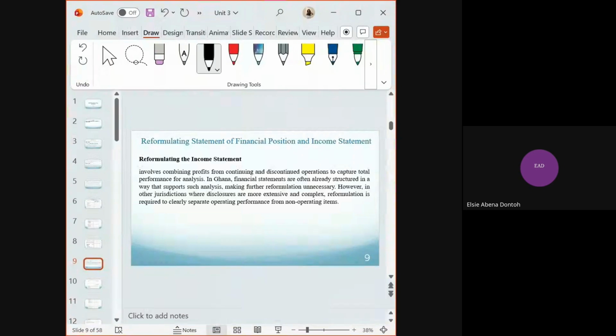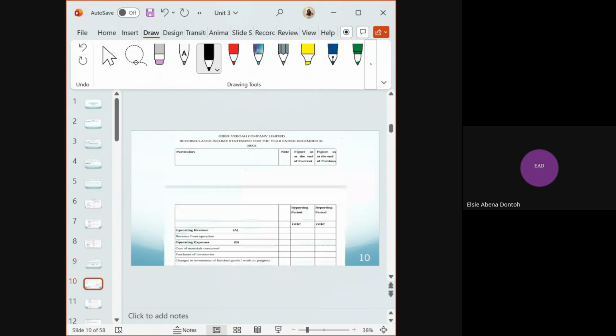However, in other jurisdictions where disclosures are more extensive and complex, reformulation is required to clearly separate operating performance from non-operating performance. Please, any question at this point? Any question? No question, no question. Let's proceed.